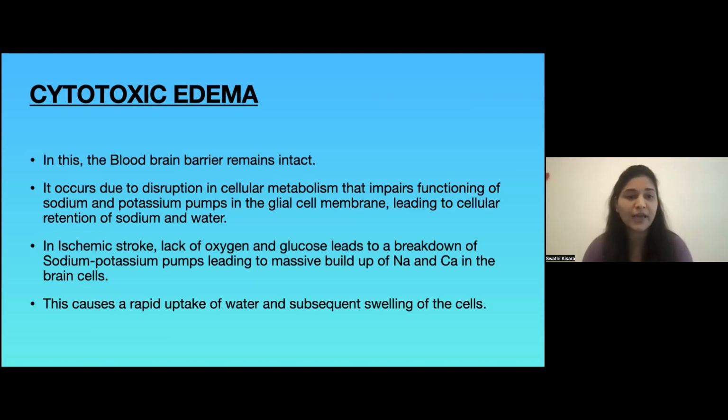Coming to cytotoxic edema, in this, the blood-brain barrier remains intact. It mainly occurs due to disruption in cellular metabolism that impairs functioning of the sodium and potassium pumps in the glial cell membrane. This impaired functioning of the pumps leads to cellular retention of sodium and water. In ischemic stroke, the lack of oxygen and glucose leads to breakdown of these pumps, leading to massive buildup of ions in the brain cells, which causes a rapid uptake of water and subsequent swelling of the cells.